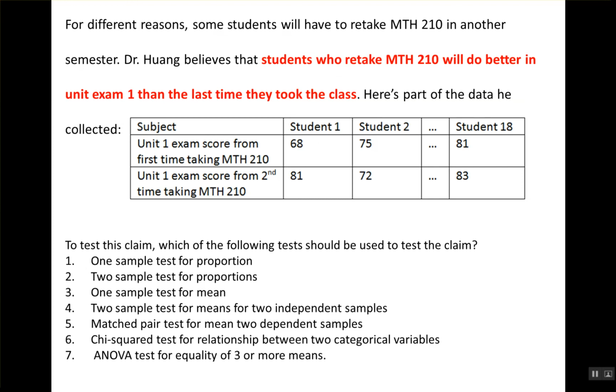For different reasons, some students will have to retake Math 210 in another semester, and Dr. Huang believes that students who retake Math 210 will do better in their unit exam 1 than the last time they took the class. And here's part of the data sets he collected, again, hypothetical data sets. Because we're comparing the unit 1 exam scores, we are going to collect the unit 1 exam score from the first time the student took Math 210 and from the second time the student took Math 210.